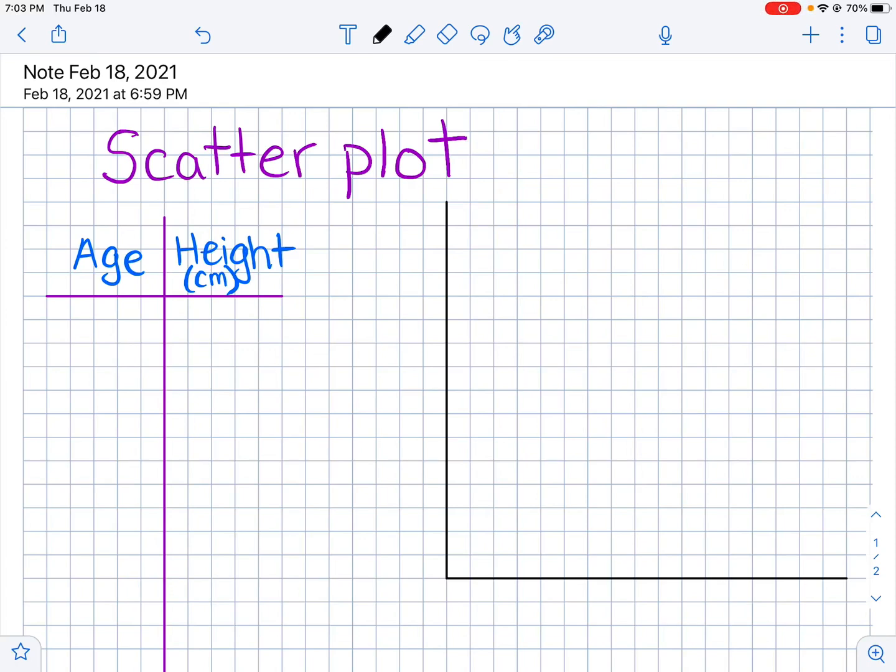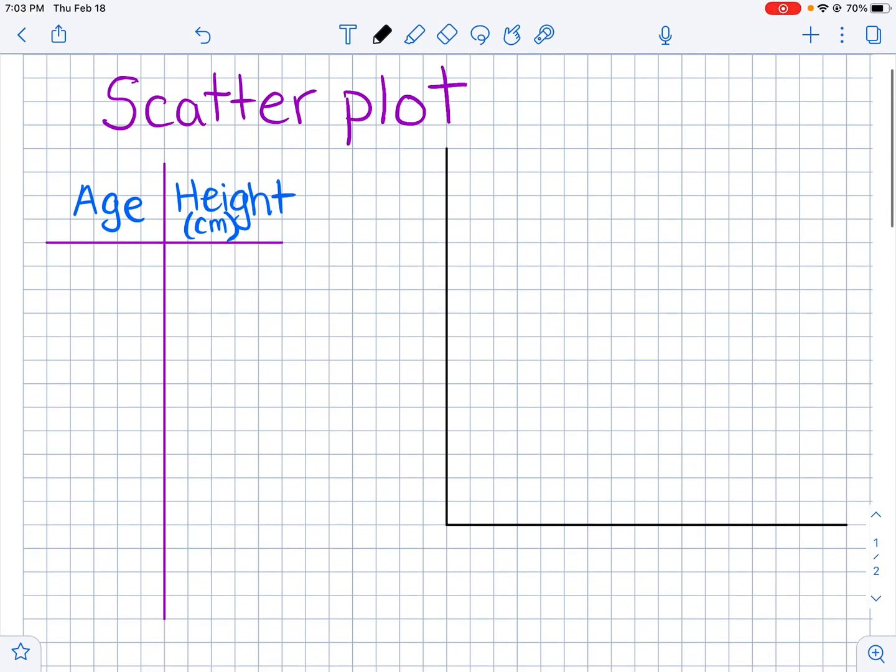This is a video on scatter plots. A scatter plot is a type of graph where you collect information and you graph it. And then you can see if there's a relationship or a pattern.